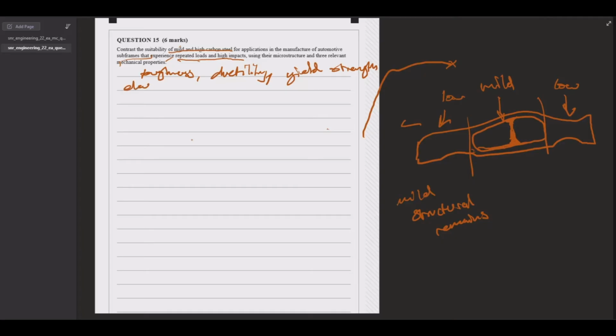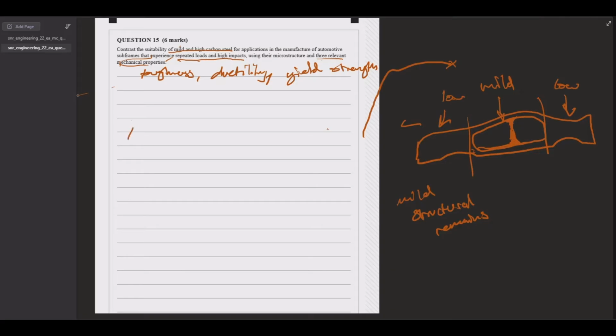Elasticity. We don't want them to immediately crumple, and we want them to be able to bounce back somewhat. And elasticity also relates with toughness, because the higher the elasticity, the higher the toughness, and generally the higher the toughness, the higher the ductility. So these are all interconnected. A lot of things are in the stress-strain diagram. So you contrast these three relevant mechanical properties.